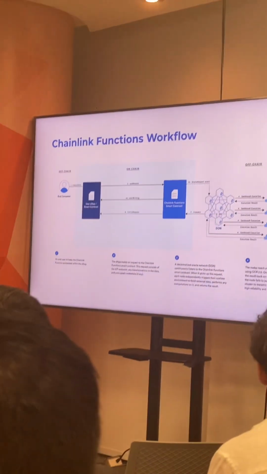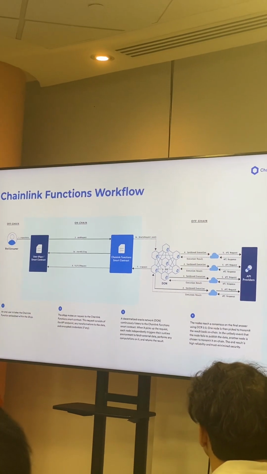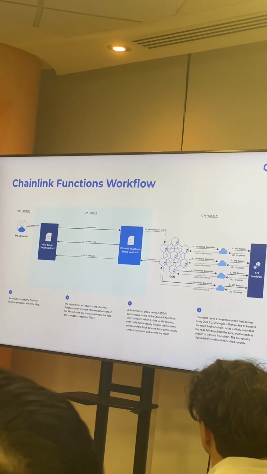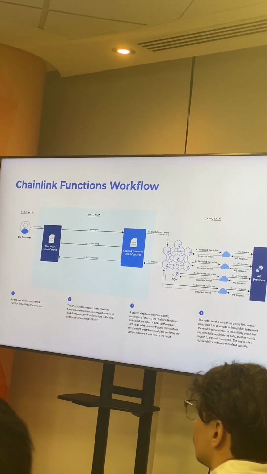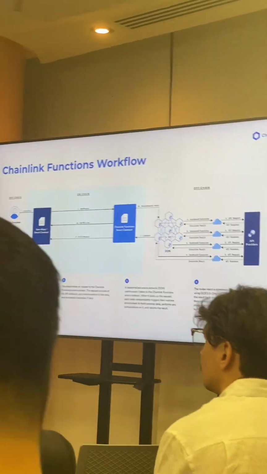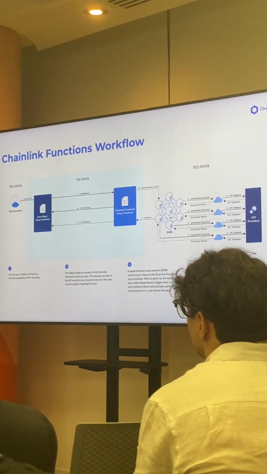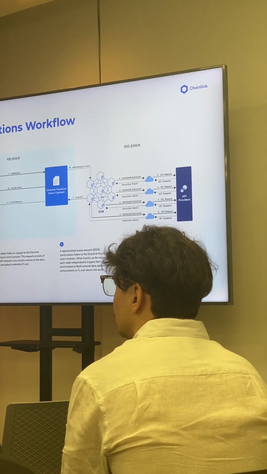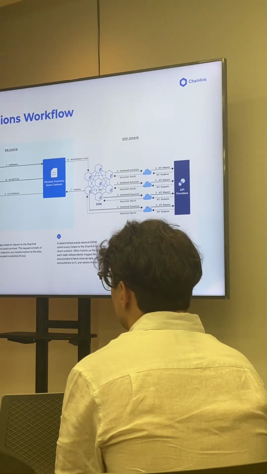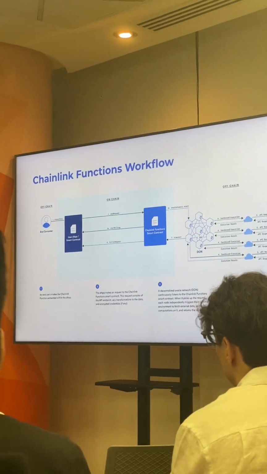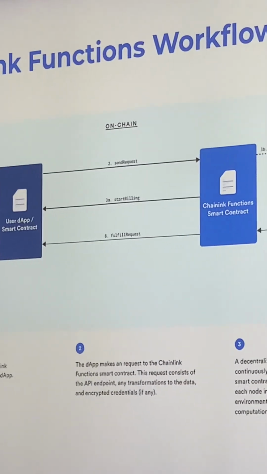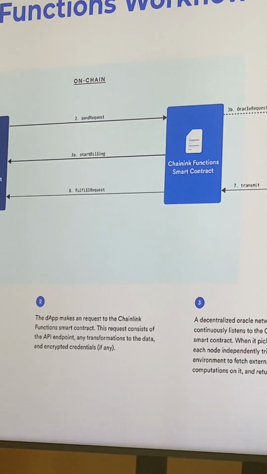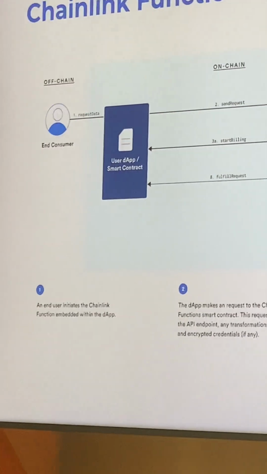Similar to the data feeds, ChainLink Functions also use the DON, the decentralized Oracle network. Different from the data feed, in ChainLink Functions, users can write their own customized request in JavaScript or some other programming language, and wrap it with ChainLink Functions. And ChainLink Functions will send this request to the off-chain Oracle network.